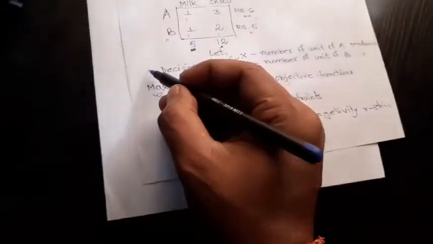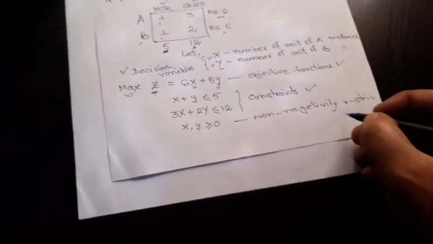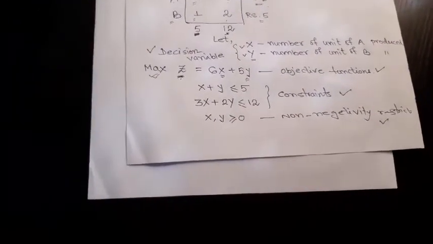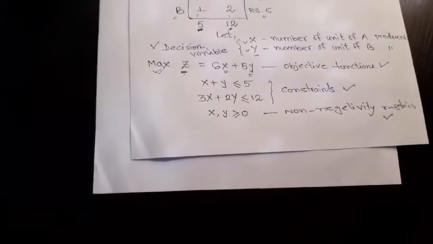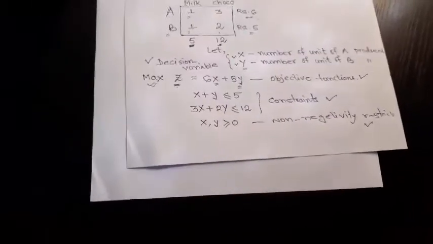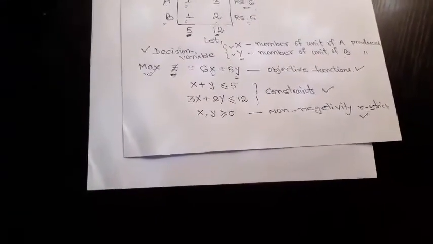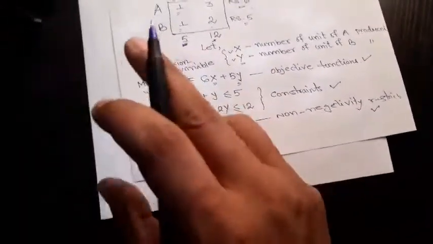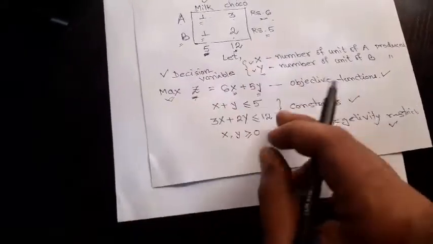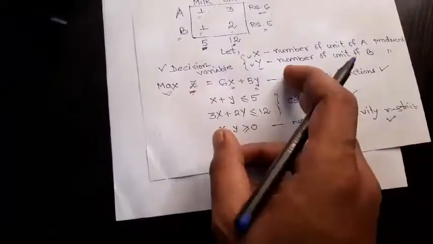So in linear programming formulation, decision variables, objective function, constraints and non-negativity restriction are the four terminologies that are used. The decision variables are the variables that we need to calculate. The objective function is what needs to be either maximized or minimized. In this case, it will be max Z, and these are the constraints which restrict this objective function.